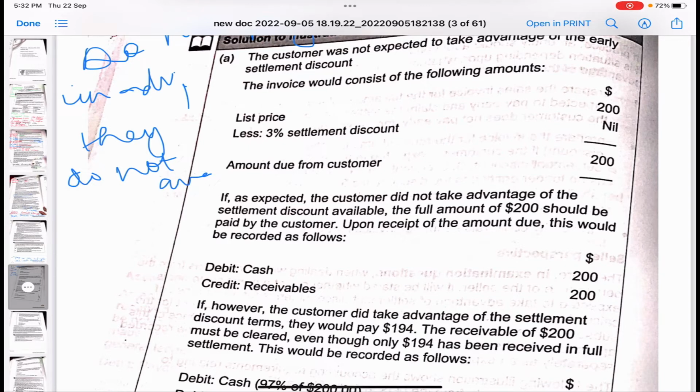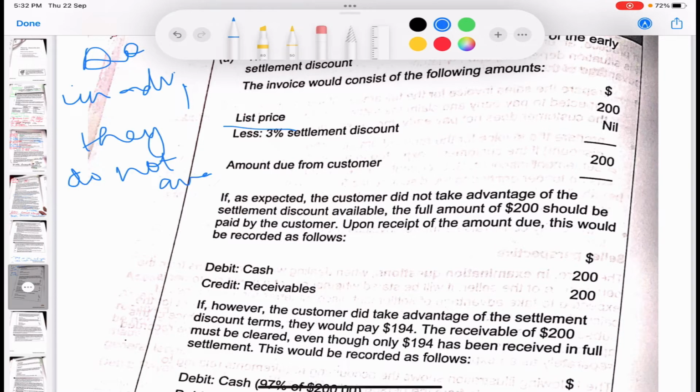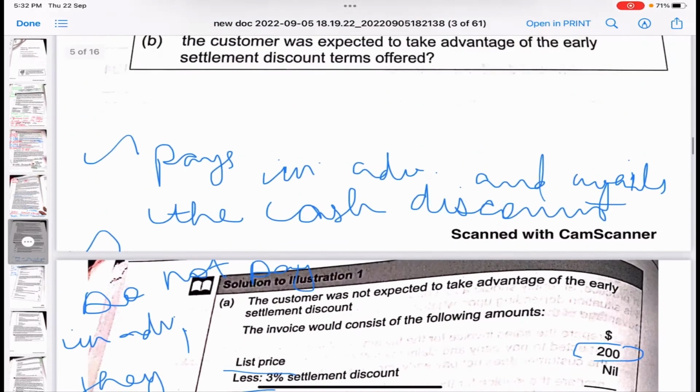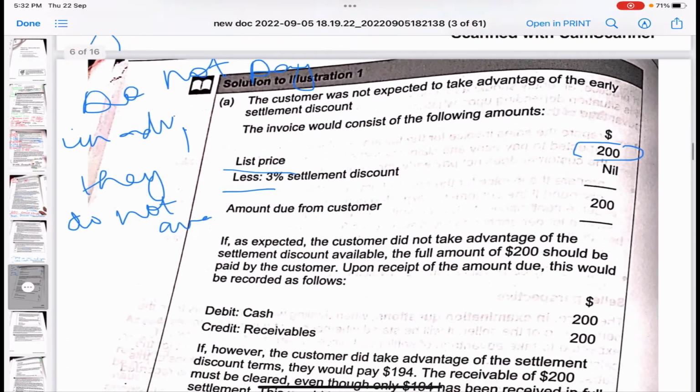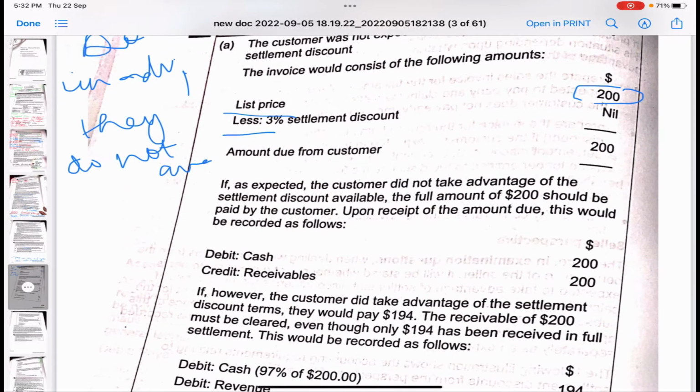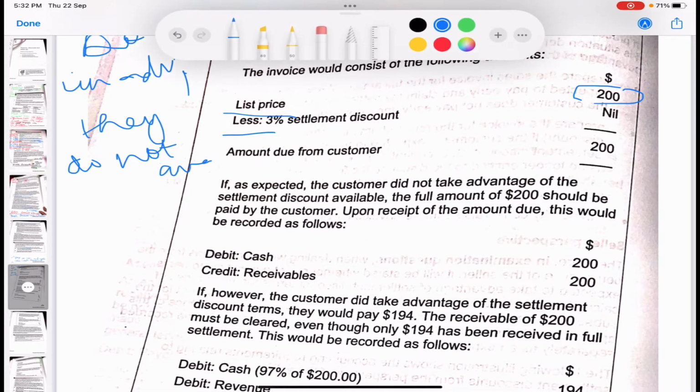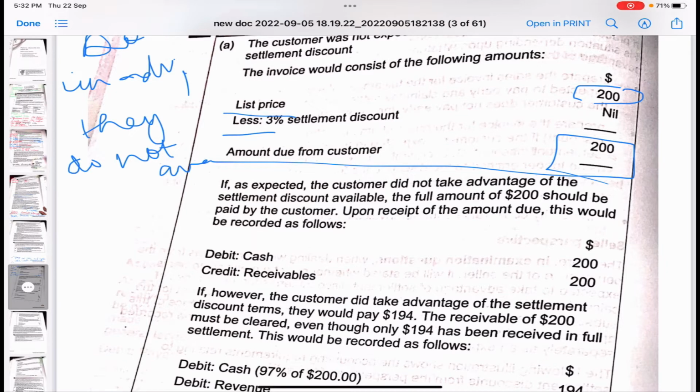So the invoice would consist of the following amounts. So what is the list price? It's given in the question. It is $200, and we need to subtract the settlement discount. The settlement discount is 3%, but in the first part, if you can see, it is mentioned that the customer was not expected to take advantage. That means there is no discount for that person because the person is not expected to pay early, so you subtract nothing, and this is what the discount will be.